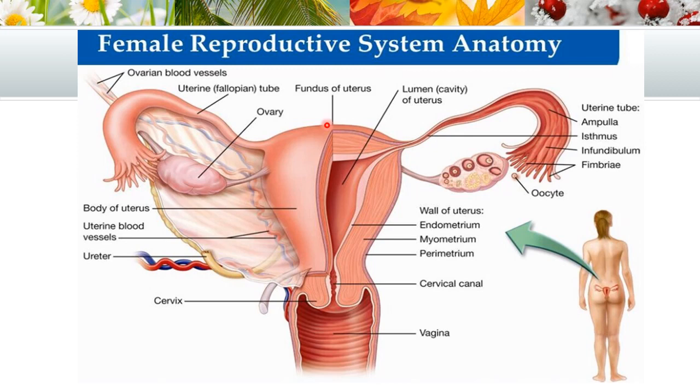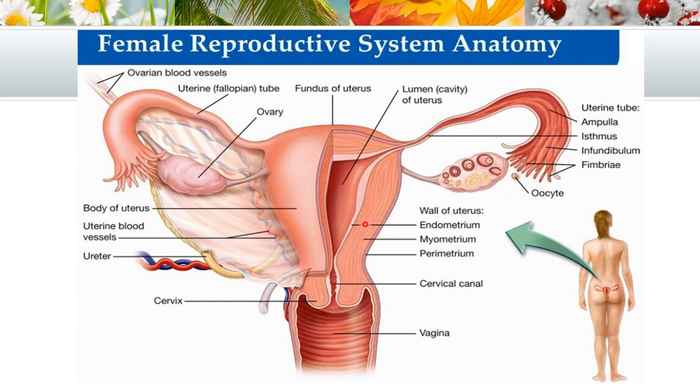It is 7 to 8 centimeter in length, and it has 5 to 7 centimeter thickness of its wall. So this dome-shaped structure of the body of the uterus is called the fundus of the uterus. This is the cavity of the uterus, and this cavity of the uterus communicates with the cervical canal through the internal os, and it communicates through the vagina through the external os.